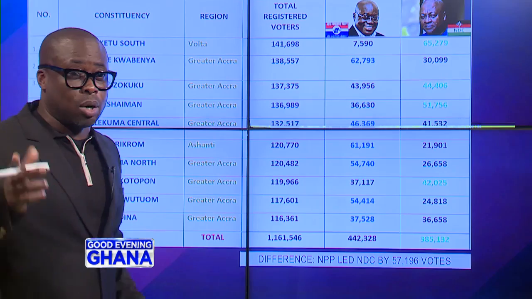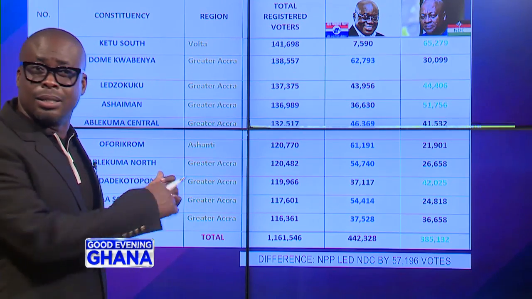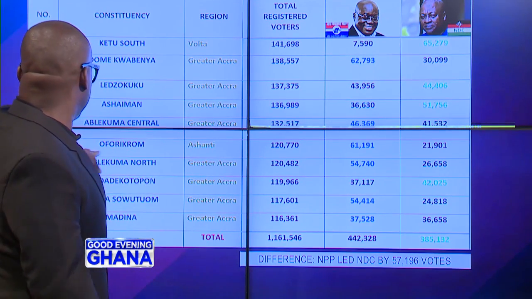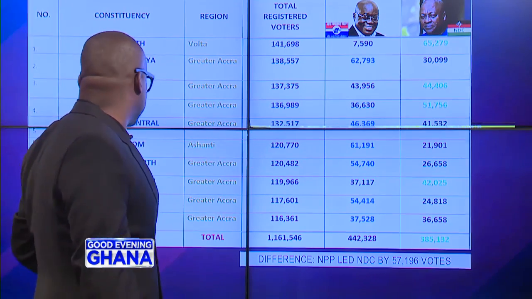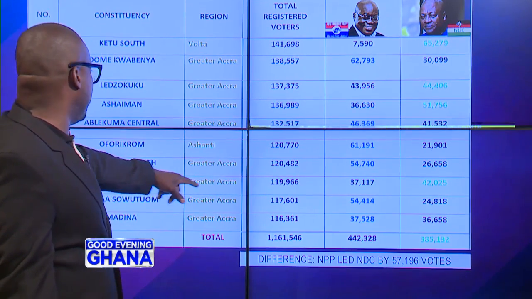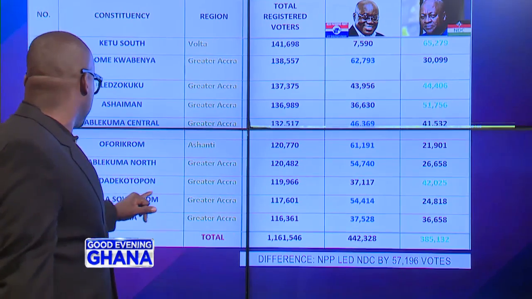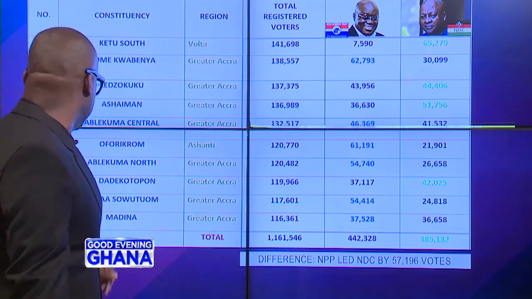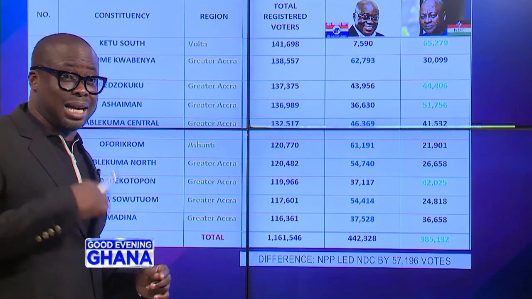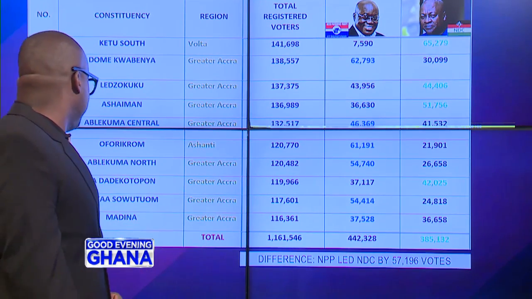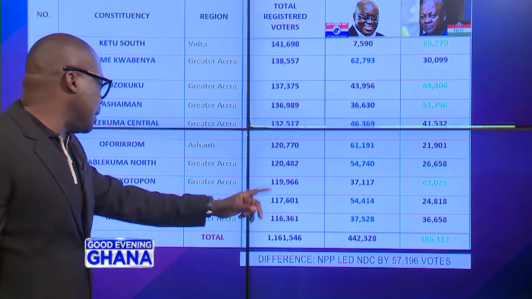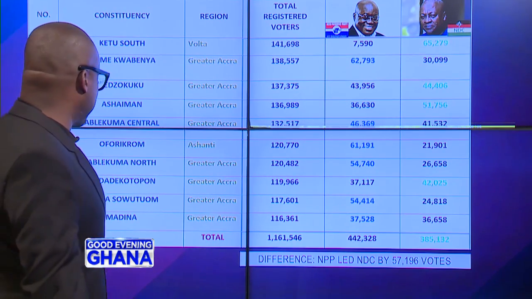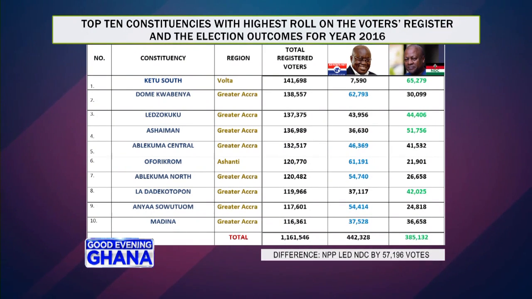And you know that Menshia is gone. Menshia has been gone for two election cycles. They have not been able to make their way back. So number six is 120,000 Ofori Chrome. Ablekuma North is 120. Ladadekotopon has come in, still maintaining its position at 119,000. Anyaso Utuom is the other entrant into this one, 117,000. And Medina maintains its record as part of the top 10, now on number 10 at 116,000.